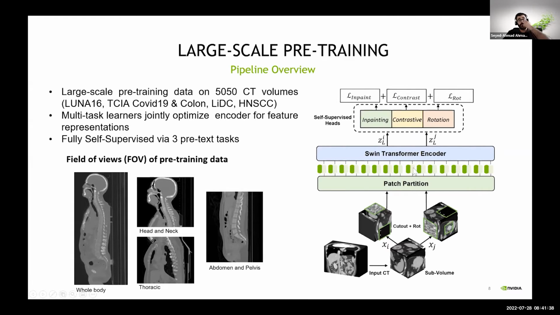And the self-supervision mechanism, I mean, there are a lot of recipes out there for self-supervision. In this work, there were 3 pretext tasks that the SWIN transformer encoder had to learn towards self-supervision. From the input CT, we basically take a subvolume. From the subvolume, there are different augmentations that corrupt these 2 blocks.